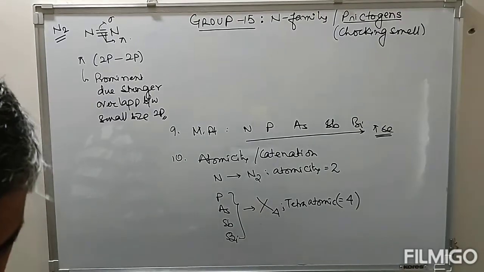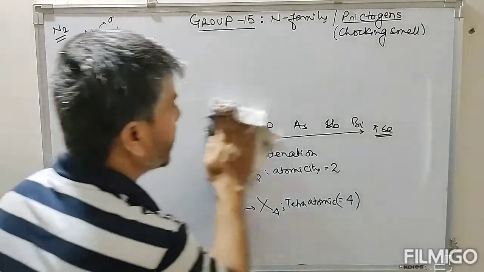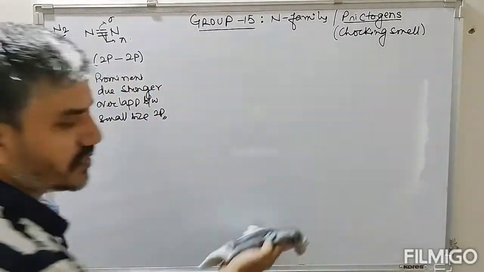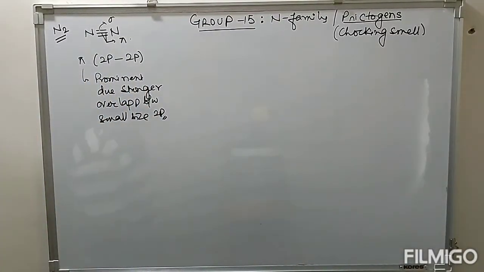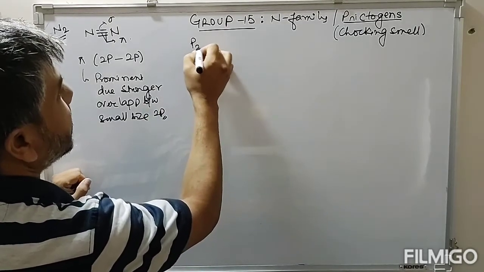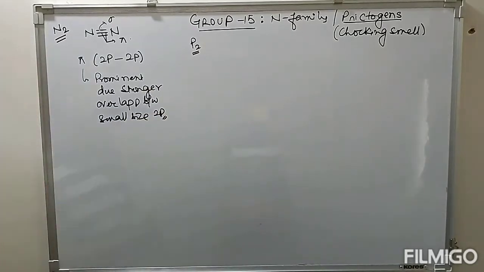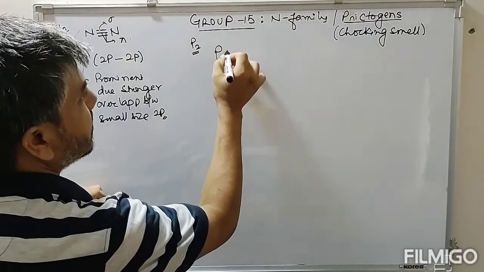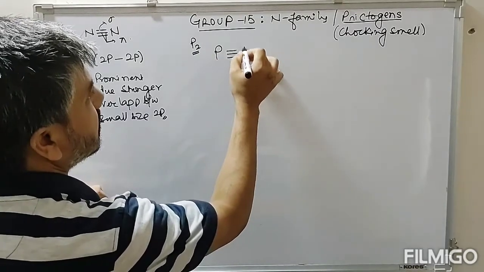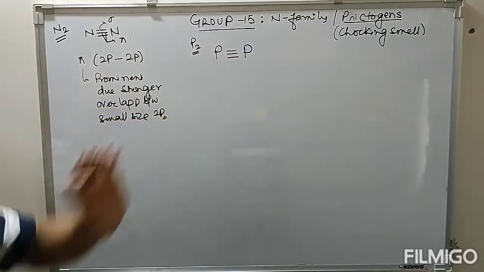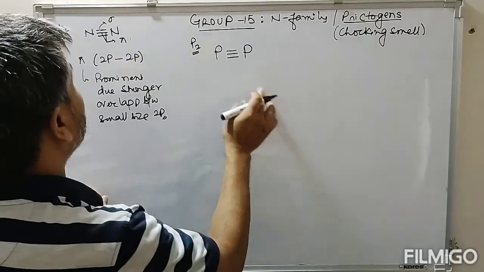So the pi bond is strongest in the case of nitrogen. The reason is that the overlapping between the small-sized 2p orbitals is the most prominent, the strongest. Now coming to this, let's compare P2. If P2 exists, then there must be, similar to nitrogen, one sigma bond and two pi bonds.